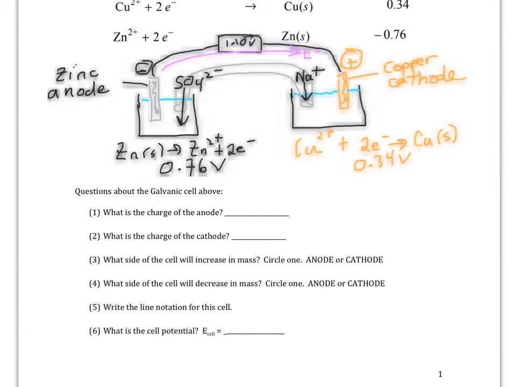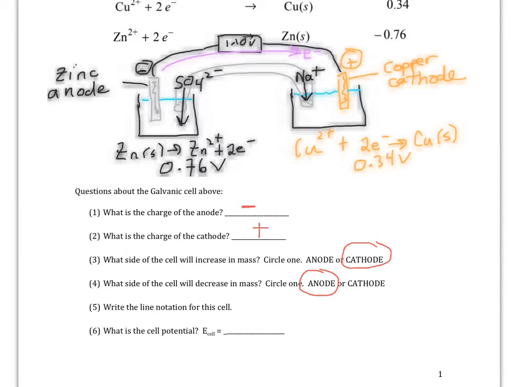So let's answer some of these questions now. What is the charge of the anode? The anode is a negative charge. What is the charge of the cathode? It is a positive charge. And what side of the cell will increase in mass? It is the cathode, because that's where the electrons are going. And what side of the cell will decrease in mass? That is the anode. That's where the electrons are leaving.